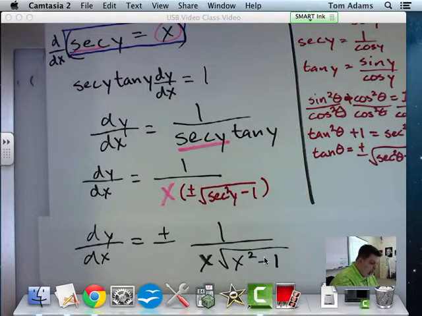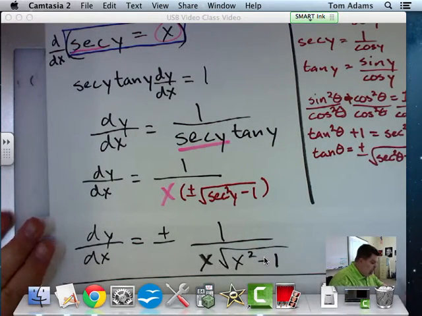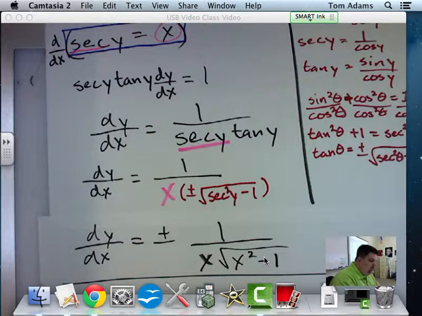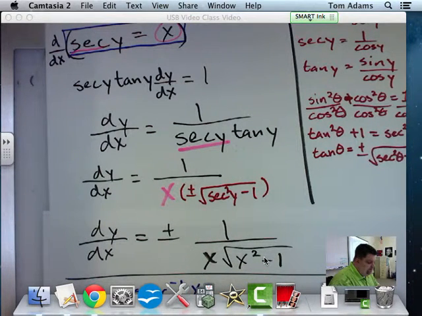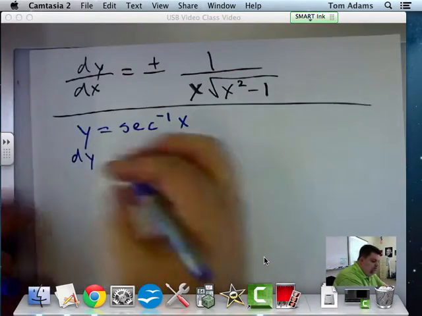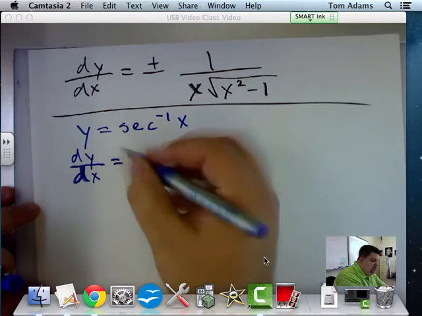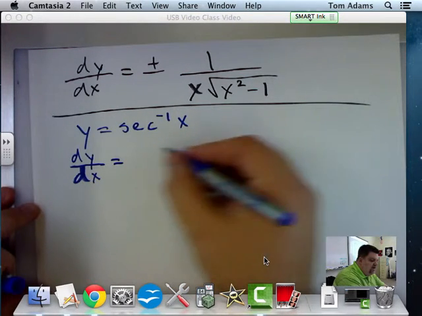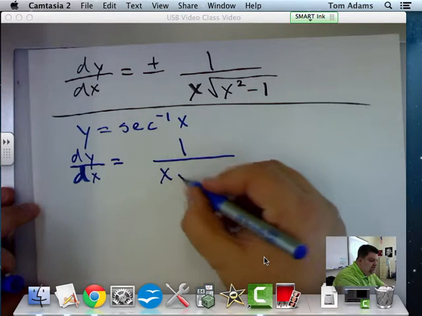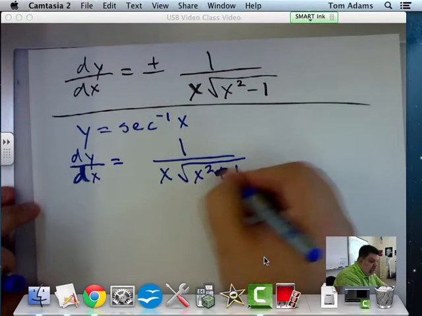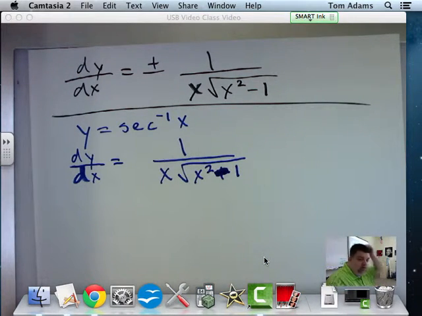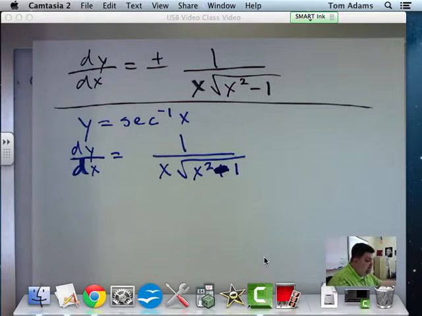Okay, good. So, to recap, here's what we did. We started with the original function y is equal to secant inverse of x. Then we said that dy/dx of this function is actually plus or minus 1 over x square root of x squared minus 1. Oh, it's minus 1, not plus 1, minus 1. Right? But now I've got this plus or minus sign in the front.